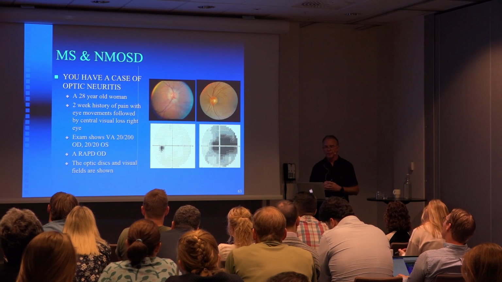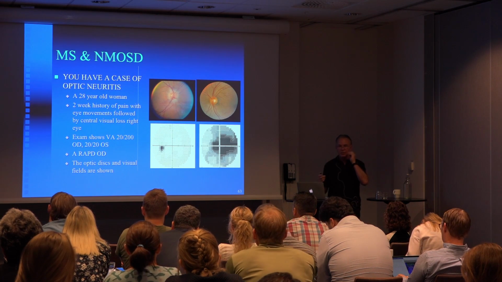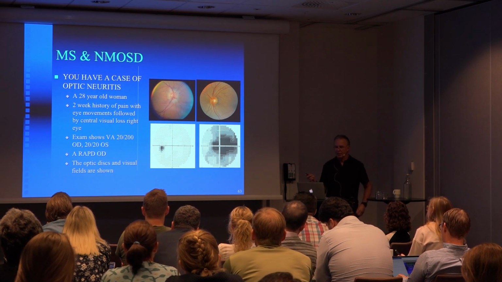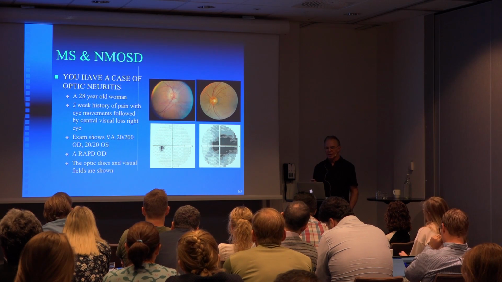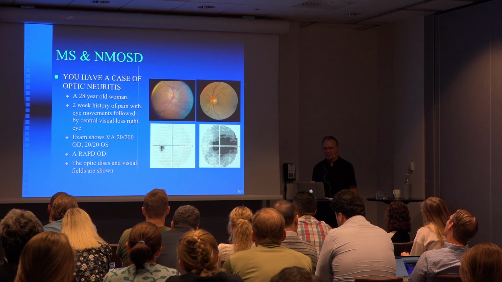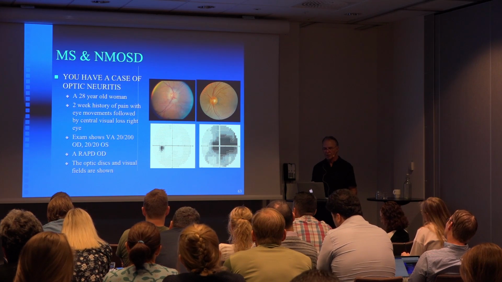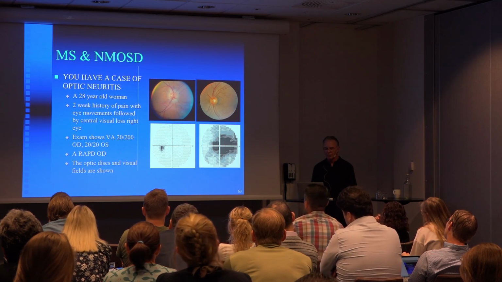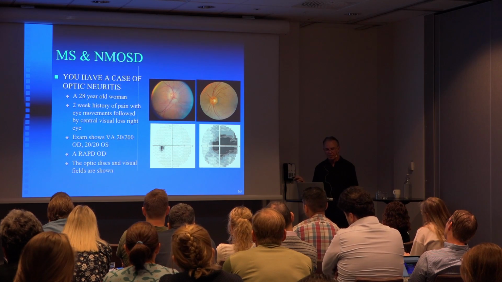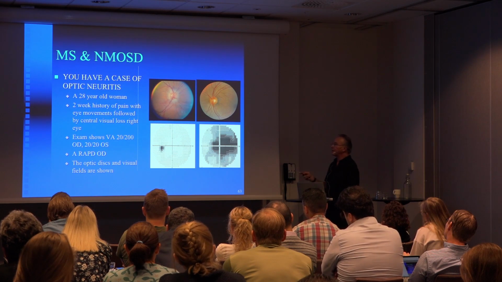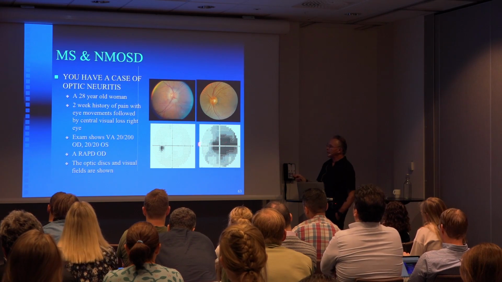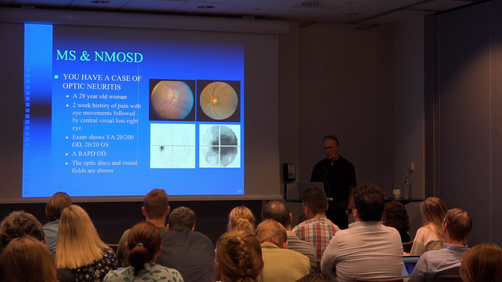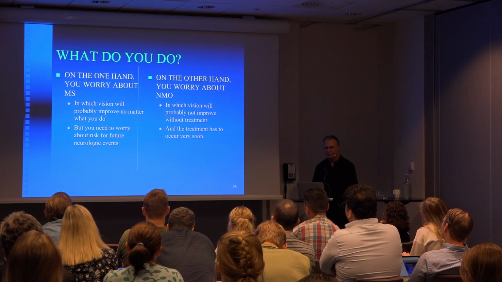But here's the typical situation for NMO. You've got a case. It's an optic neuritis case. It's a 28-year-old woman. She's got a 2-week history of pain with eye movements and central visual loss in the right eye. She's got 20/200 vision in the right eye. The left eye at this point is normal. There's a relative afferent pupillary defect on the right, and the right disc has a little bit of swelling. The left disc looks normal, and she has a dense central scotoma. So there's your case of optic neuritis.